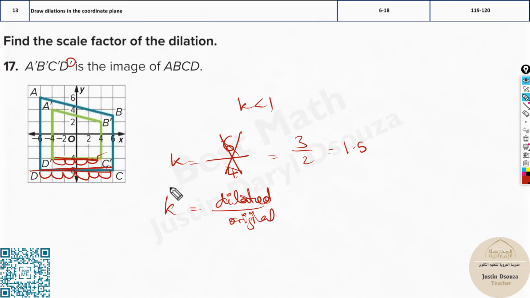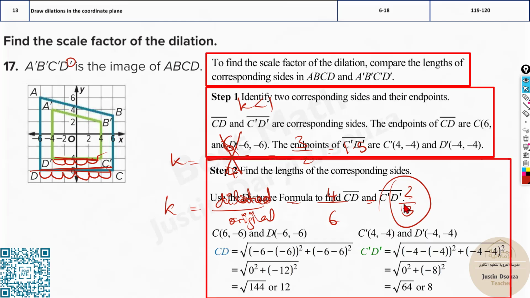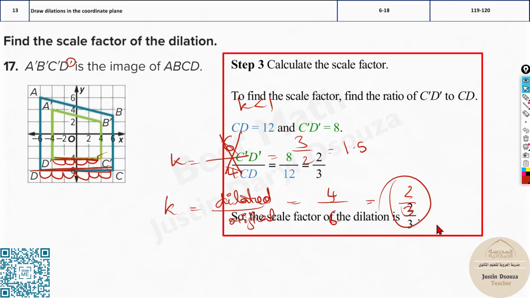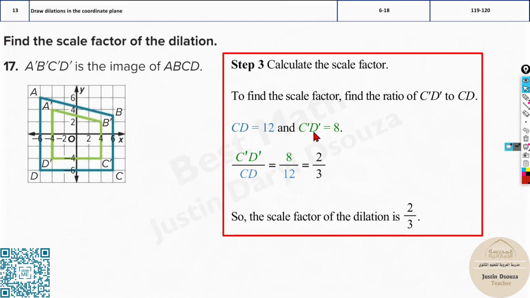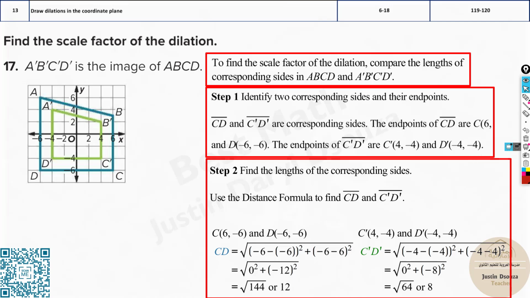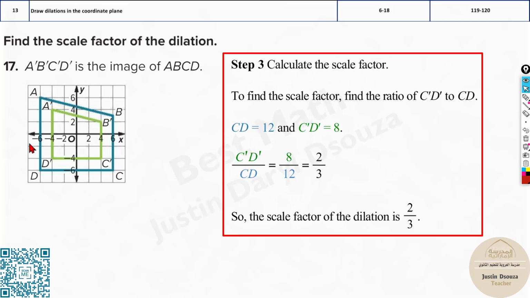Now, what's the mistake I did? I took the original first. It's in fact 4 divided by 6, which will be 2 by 3. This is the correct answer, 2/3. Okay, and it should be less than 1. Yes, 2/3 means 0.66. You can see the final answer. The K value is 2/3. You don't need to do all these steps. You can directly do it as a shortcut, looking just at any two lines and doing it.